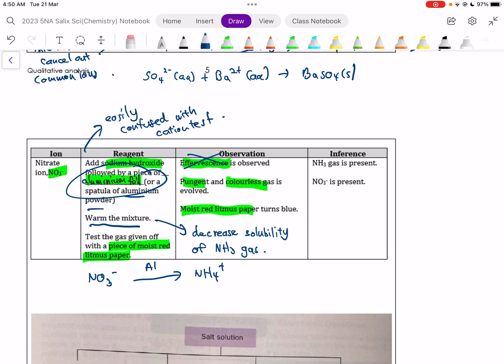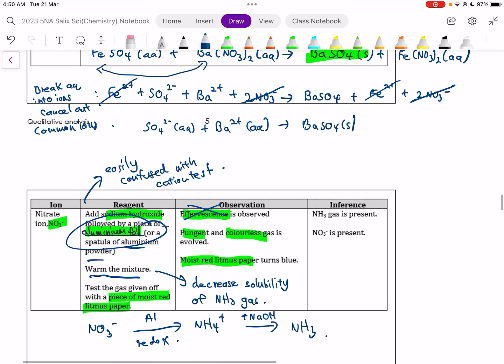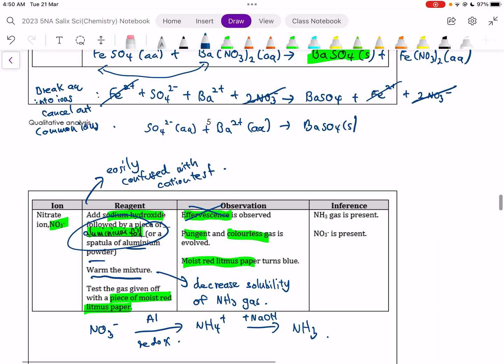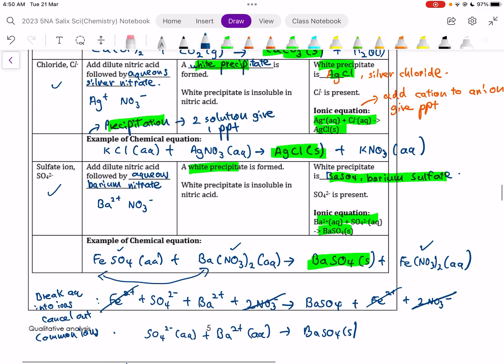I'll write it after this. Then the ammonium will react with your sodium hydroxide and give you ammonia gas. That's how things are. You don't really have to know the redox behind it, I'm just telling you. Then that's it for the nitrate test. No equations to learn for this one, unlike the chloride and sulfate ones.